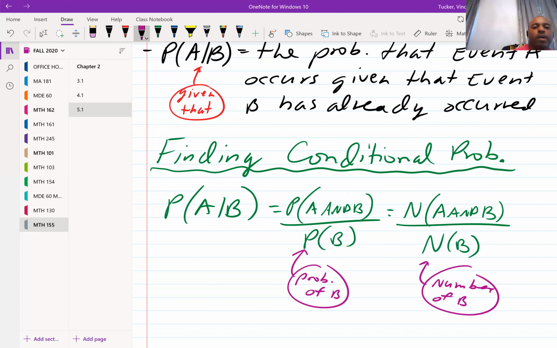All right, so calculating a conditional probability: if you want to find the probability of A given that B has already occurred, you can either find the probability of A and B and place that over the probability of B, or if you have the numbers, like with the chart that we have, you can use just the number in the category of A and B, placed over the number in the category of B. And either way, you should get the same result.